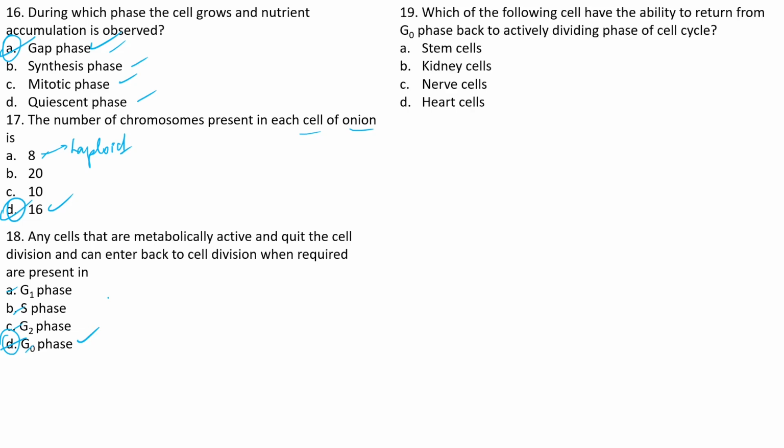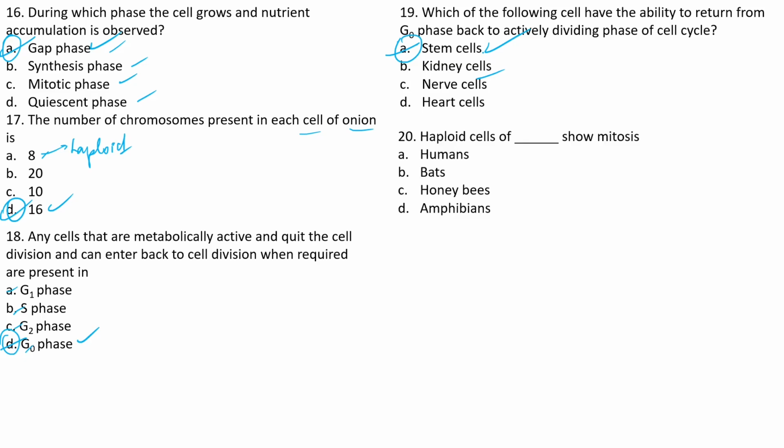The next one: which of the following cells have the ability to return from the G0 phase back to the actively dividing phase of the cell cycle? Stem cells, kidney cells, nerve cells, and heart cells. It is mainly the stem cells that have the ability to come back from G0 phase to active dividing. Kidney cells are completely differentiated. They don't go back from G0 to cell division stage. And nerve cells and heart cells never go back. We know this.